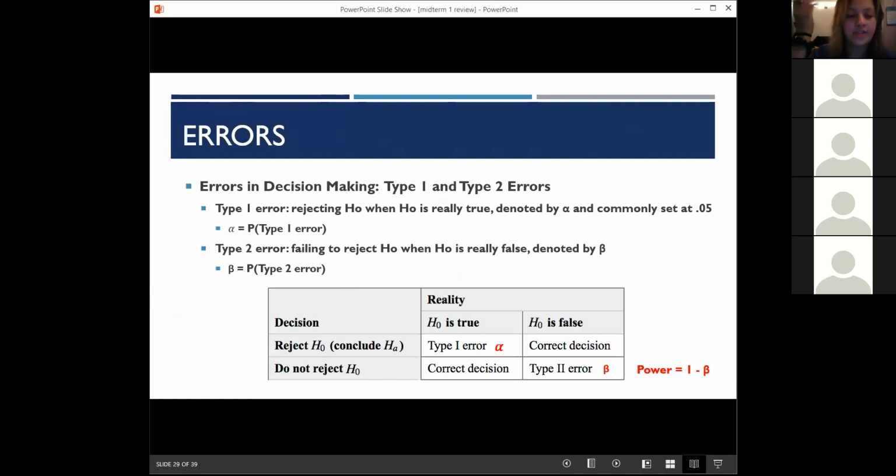And I just showed this table down here. It's another two-way table, so you're able to intersect and see, depending on what decision you make and what is actually true in reality on the top there, if you made a correct decision or if you made an error. So type 1 error, alpha, and then beta, probability of a type 2 error.